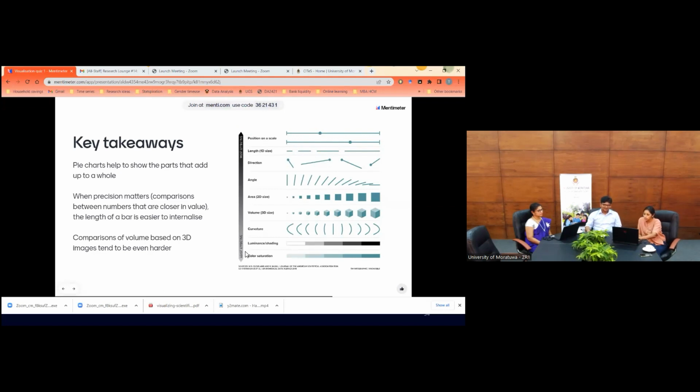Whereas as you move down this line, you're getting into things which are harder and harder for the brain to process. So area is harder. The pie chart slices were harder for us to understand than the heights of the bar chart. The volume is even harder. If you look at the volume of a cube, it's very difficult for us to wrap our heads around how to compare that. And then going down the scale, you have color saturation, which tends to be one of the hardest in terms of making comparisons between precise values.